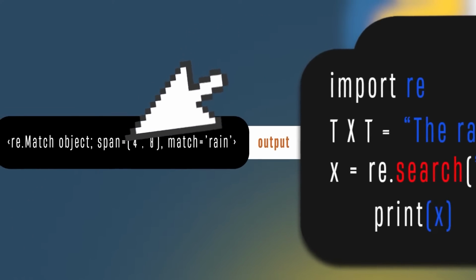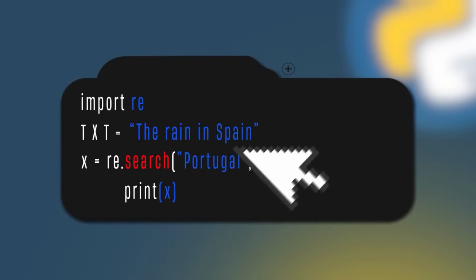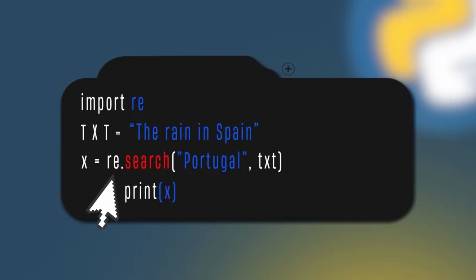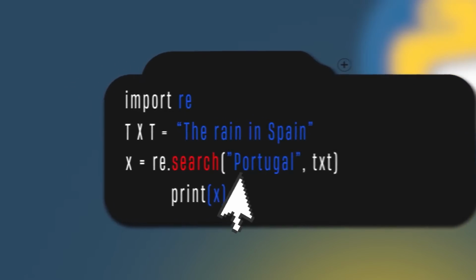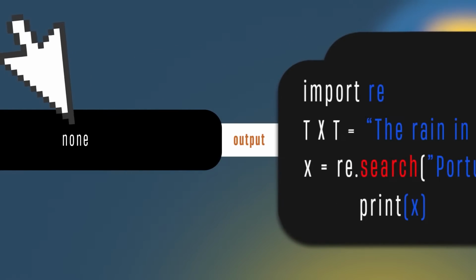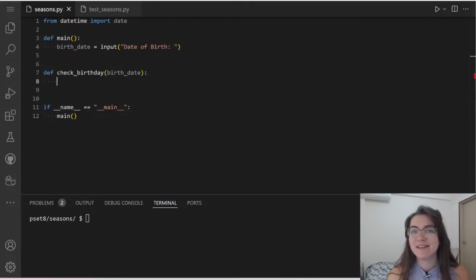We can think about another example. What if we want to find the word Portugal inside of our txt variable? We can use the re.search function again. In this case, we would change the word rain to Portugal. Then the output of this code will be None because no match was found. Well, so we have the main idea in our hands.